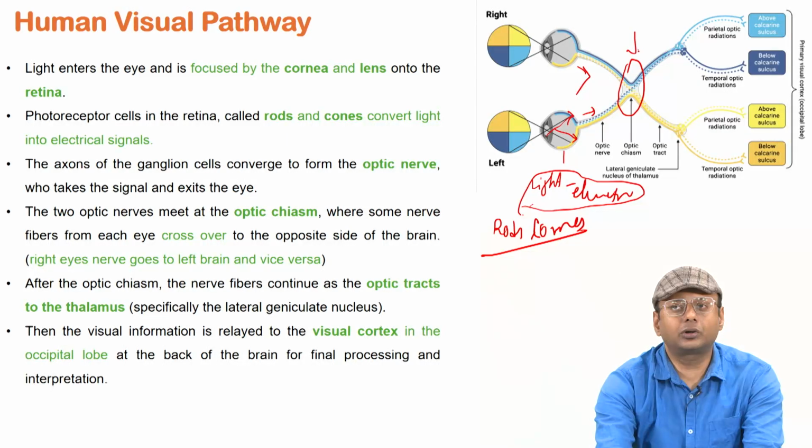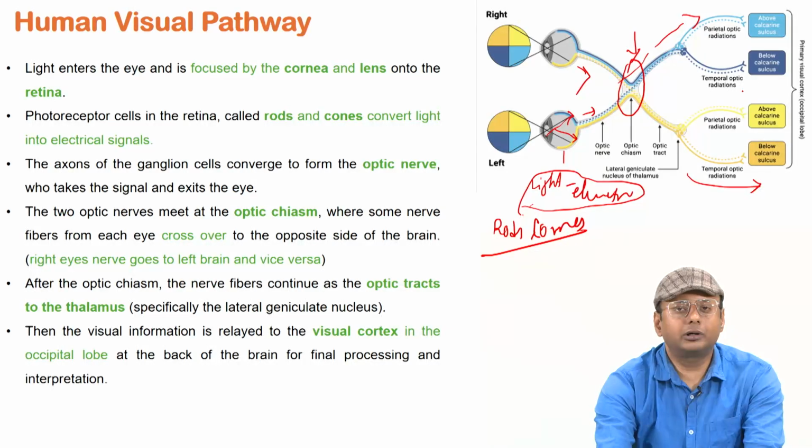You can see this crossover, where the signals received from the right eye eventually go and transmit to the left part of the brain, and the signals received in the left eye cross over and go to the right side of the brain. So this kind of crossover happens, and eventually in the brain cortex there is the occipital lobe, right.